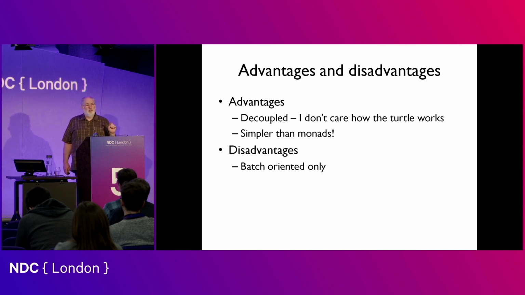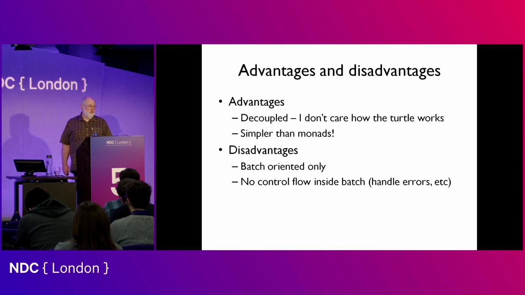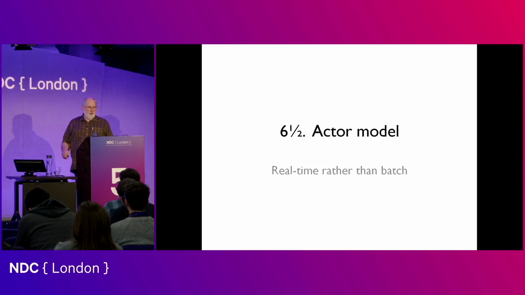This is batch-oriented, so I can't make a decision based on the response. So if I move something and it's not allowed to move, there's no way I can make a decision based on that. We'll talk about a way of fixing that in a minute. There's no control flow.